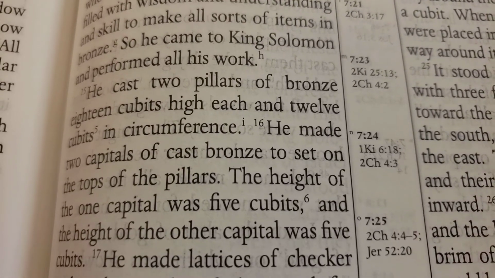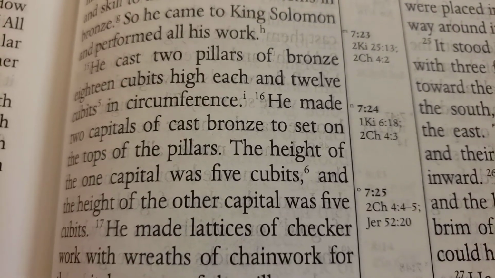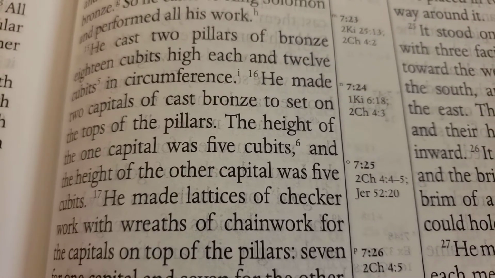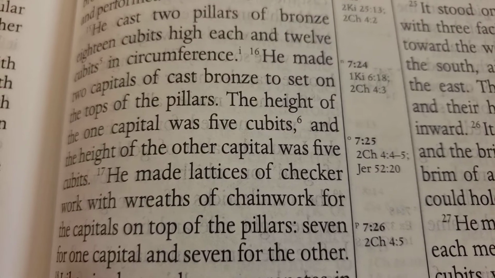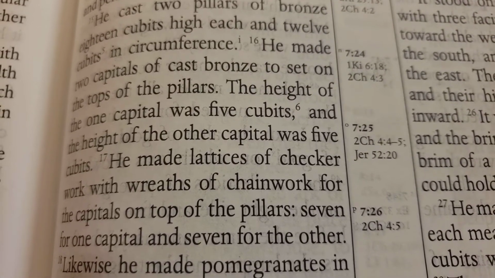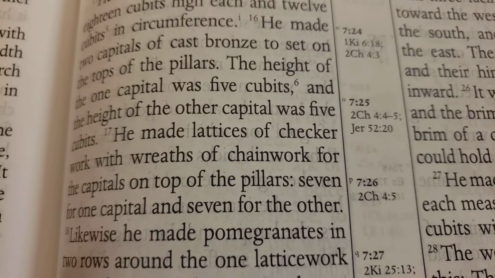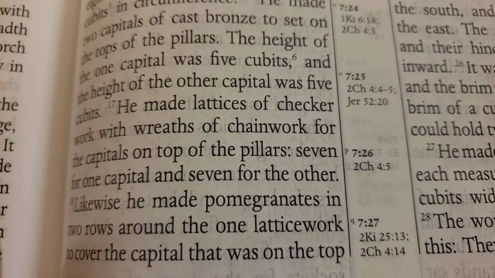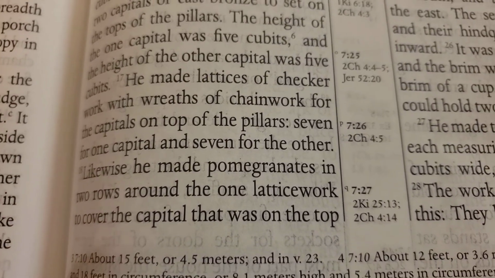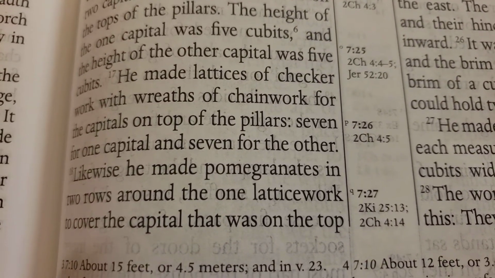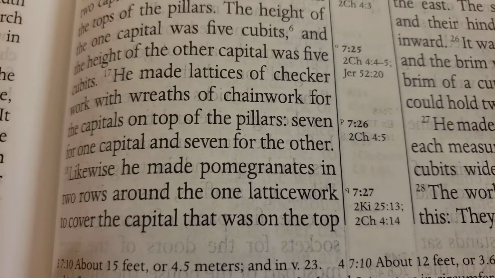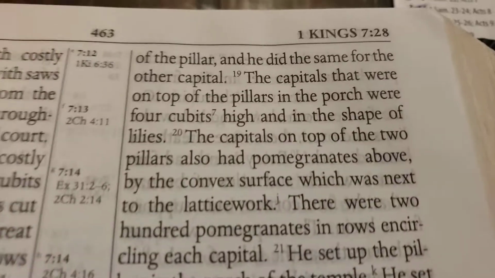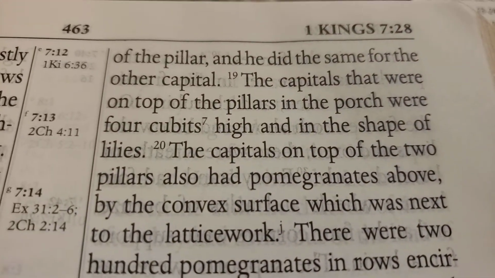He cast his 2 pillars of bronze, 18 cubits high each and 12 cubits in circumference. He made 2 capitals of cast bronze to set on top of the pillars. The height of the one capital was 5 cubits, and the height of the other capital was 5 cubits. He made lattices of checker work with wreaths of chain work for the capitals on top of the pillars, 7 for one capital and 7 for the other. Likewise he made pomegranates in 2 rows around the one lattice work to cover the capital that was on the top of the pillar, and he did the same for the other capital.